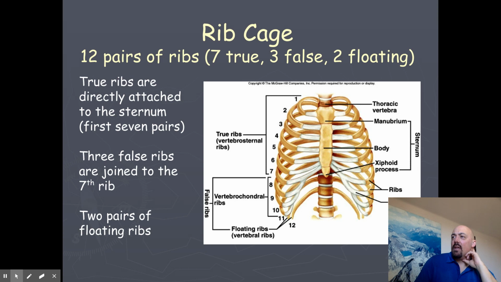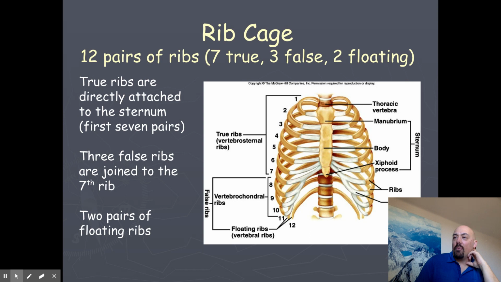So that's 10 ribs. And then the last 2, they attach. So the 11th rib starts on T11. The 12th rib starts at T12. But they just come about halfway around and then stop. They don't attach to anything. So they're called floating ribs.